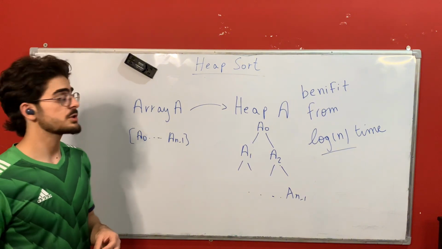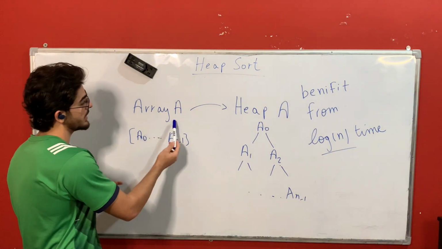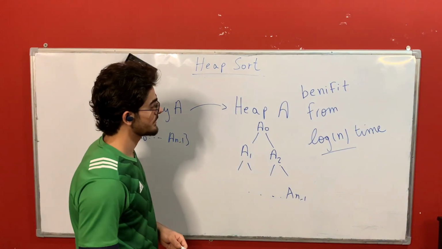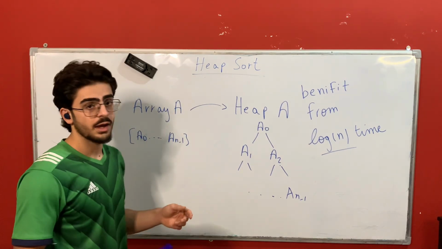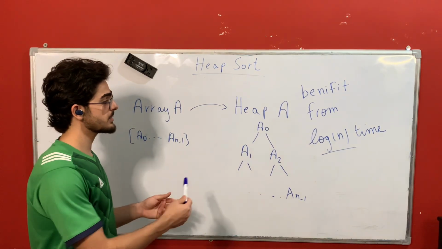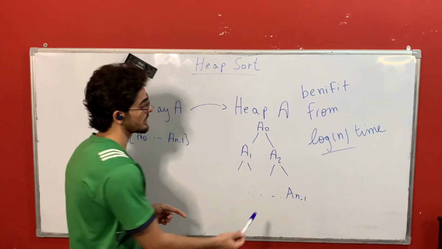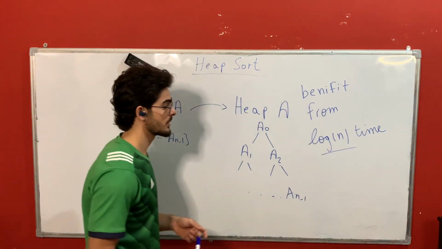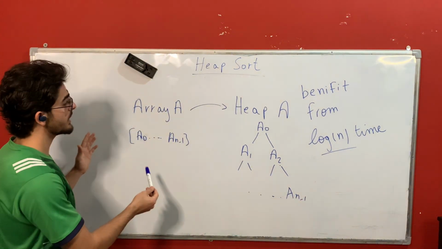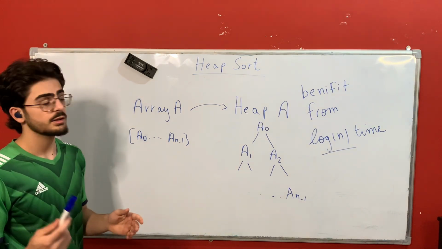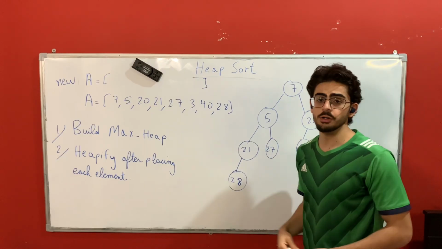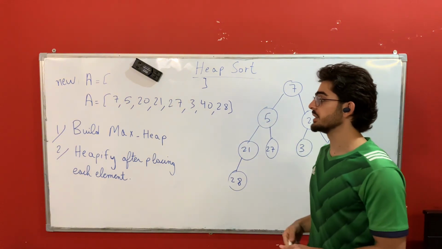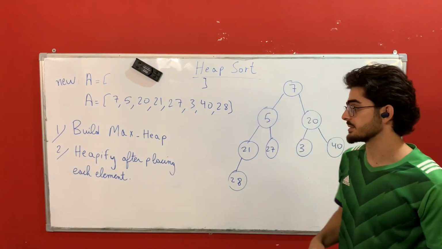You're asking the question, why should we transform the array A into a heap data structure? A heap data structure follows a tree data structure. And inside the tree data structure, most of the methods and the functionalities are done in log n time. So, transforming the array A into a heap will let us be more efficient in terms of time complexity. Now, in order to sort the array A using heap sort, we follow these processes.